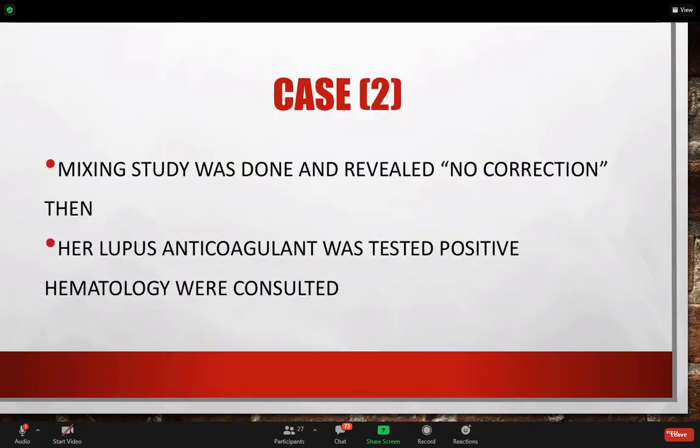Okay, let's go back to the case. The mixing study was done and revealed no correction. So what does no correction mean? It means she has some sort of inhibition, some sort of antibodies. After that we did a lupus anticoagulant test. Her lupus anticoagulant turned out to be positive. So basically she has lupus anticoagulant that led to prolonged APTT. Is it clear, guys?